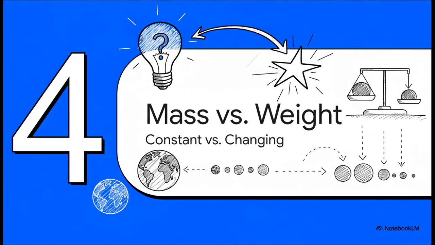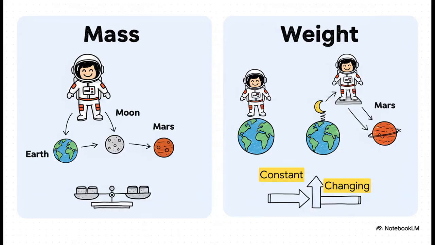All right, let's clear up something that confuses so many students. Mass versus weight. You might think they're the same thing, but they are totally different. And I promise you, by the end of this section, you're going to be an absolute expert on this. So, here's the most important difference. Mass is simply the amount of stuff you are made of. We measure it in kilograms, and your mass is always constant, no matter where you go in the universe.